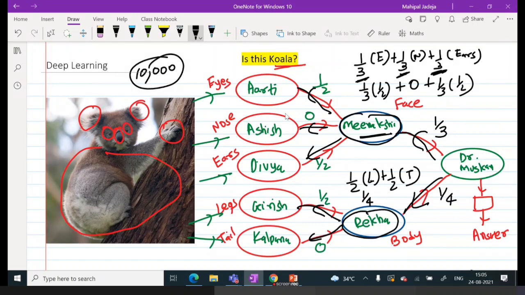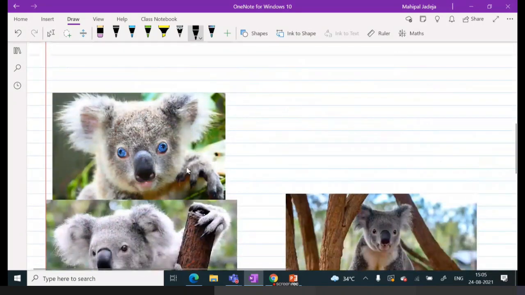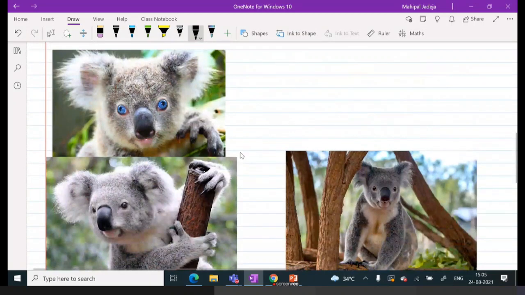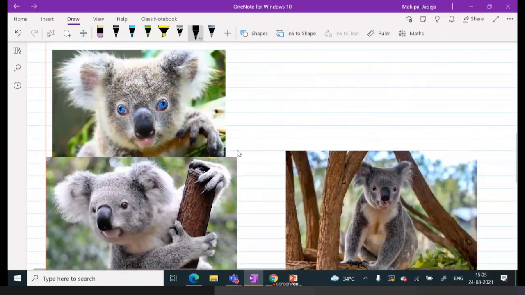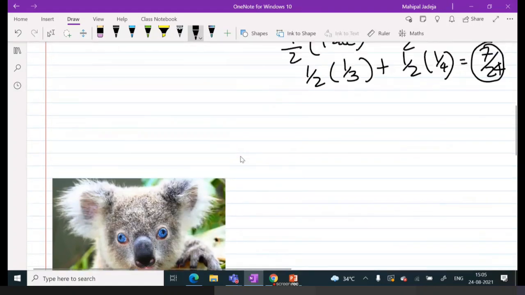Right? So now we will repeat this process, let's say 10,000 times. And let's assume these individual people don't have memory. They are focusing only on these tiny little attributes. Aarti will only focus on eyes, Ashish will focus on nose, Divya will focus on ears, and so on. After 10,000 iterations, every time a new image like this will be given to you, and your team will perform some computation and then give me the answer. Dr. Muskan will give me the answer, and I will tell her whether her answer is correct or wrong. So over the period of time, what will happen?